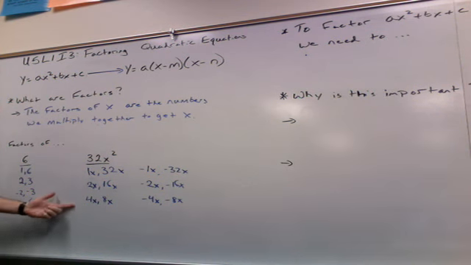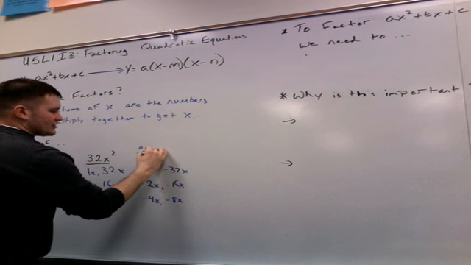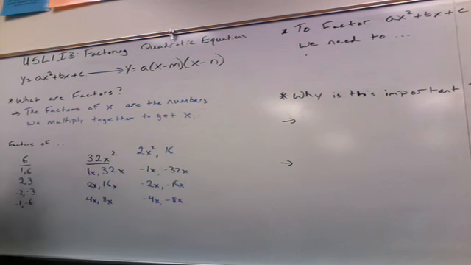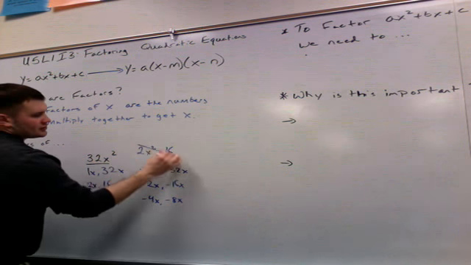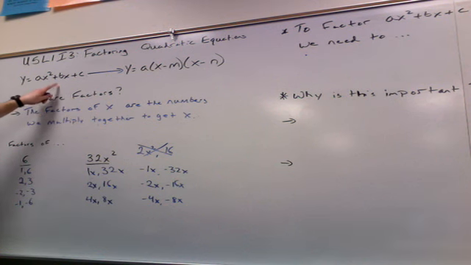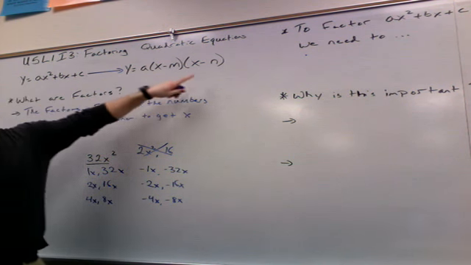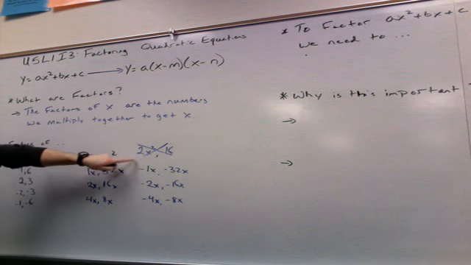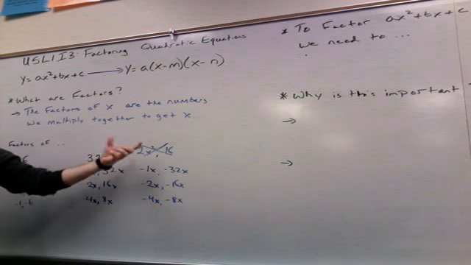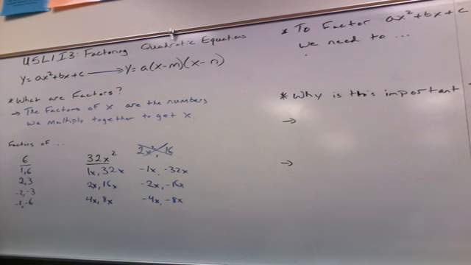These are the positive factors. These are the negative factors. Now, some of you might be thinking, what about 2x squared and 16? Are those also factors of 32x squared? Yes, but we're not going to worry about those, because when we factor our quadratic equations, we want an x in each parenthesis. We're only going to worry about the factors where each one has an x. Are there any questions about how we get the factors?